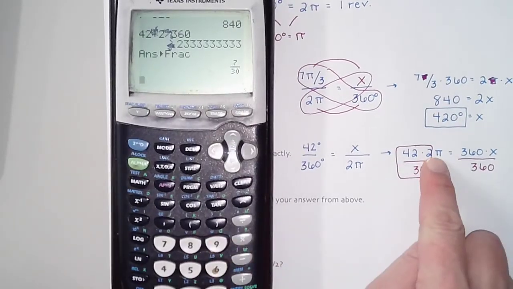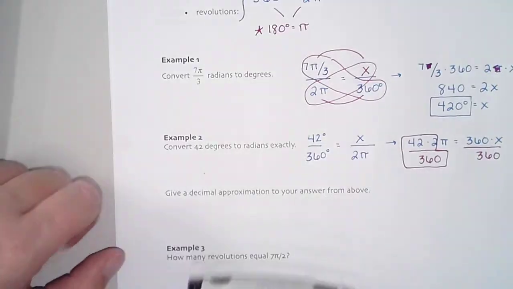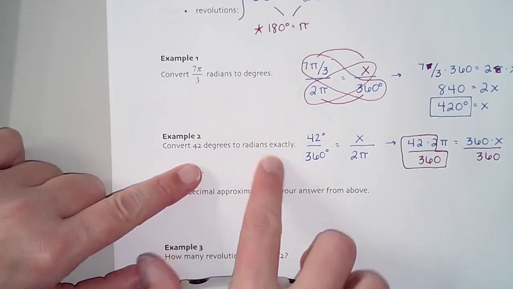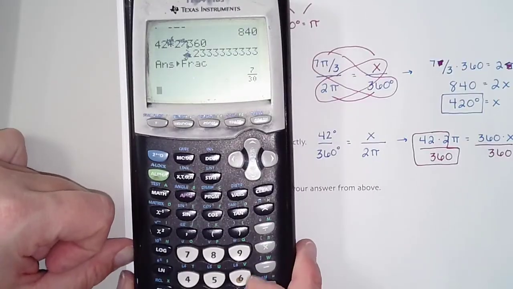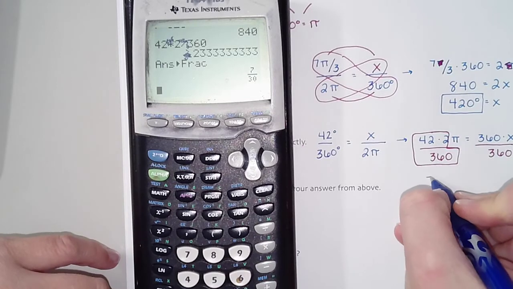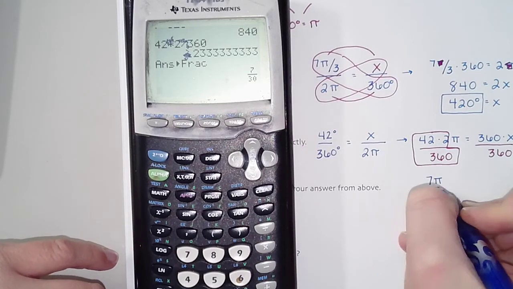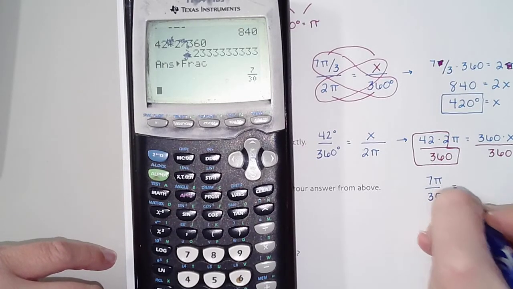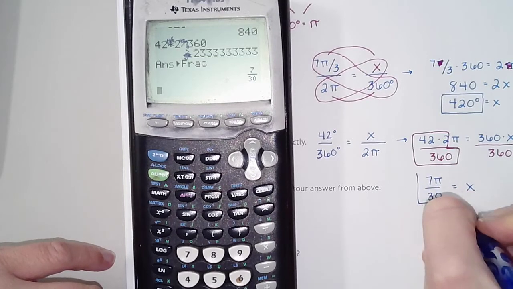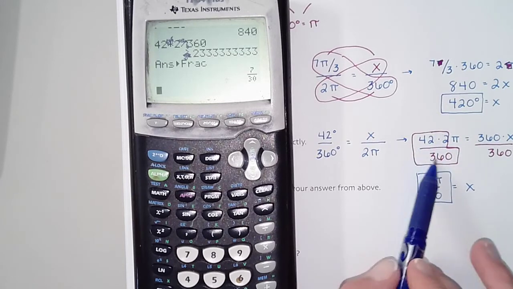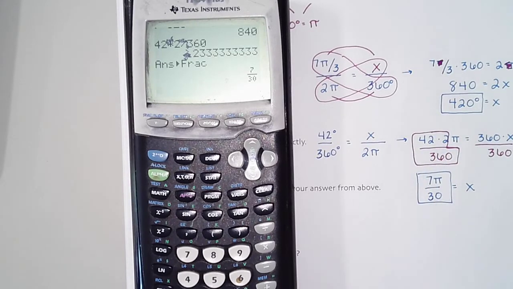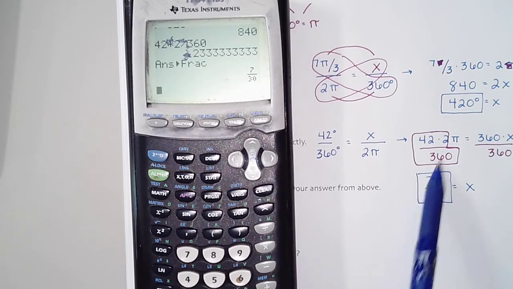You'll notice that I did not put the pi into my calculator, and that's because I want an exact value here, meaning I want my answer in terms of pi. I don't want to be messing with the decimal equivalent of pi. So I would write this as 7 pi over 30 equals x. So this would be my radian measure, 7 pi over 30. So all I did was, really, I just took this fraction and simplified it. I used my calculator to do it, but I got the decimal for this, I turned it into a fraction, and then I stuck pi back in my answer.